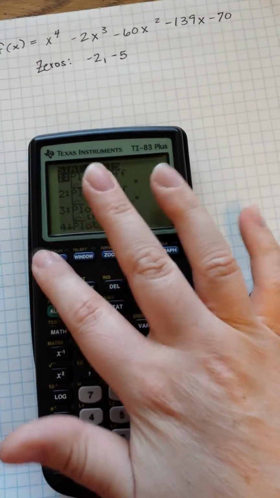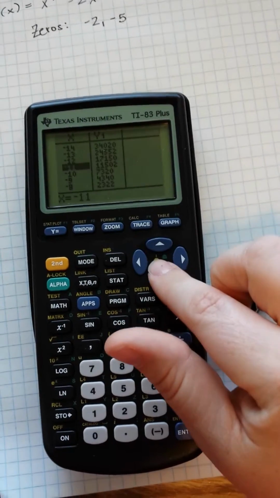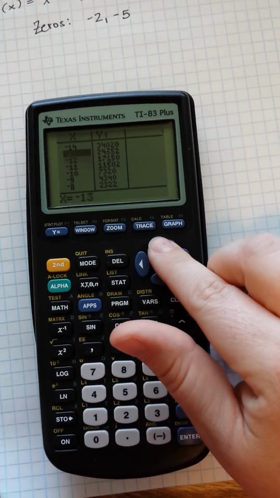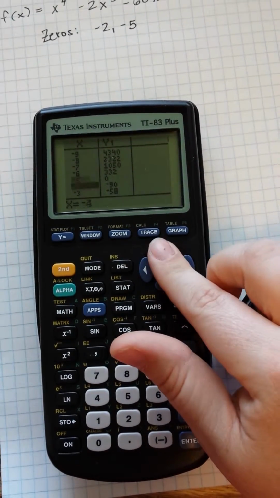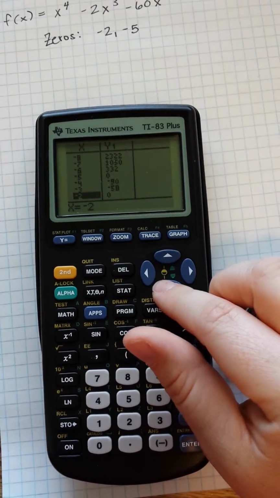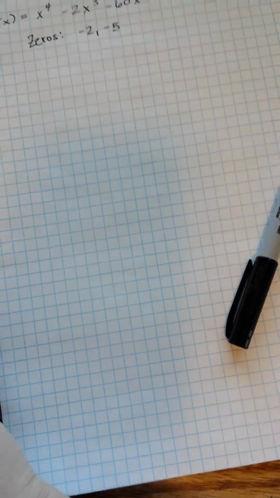I typed the polynomial into y equals, and then I did second graph to go to the table, and I looked up the numbers in my table that made my equation equal to 0, and there they are, -5 and -2. So I know I have at least two rational zeros.